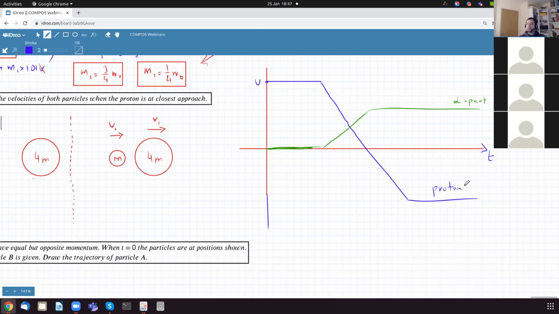So if you look at it, the proton travels and then slows down and then rebounds. The alpha particle is stationary and then starts to accelerate because they kind of hit each other. And the closest approach happens when they have the same speed. So at some moment in time, this is an infinitely brief moment in time, when they both travel with the same speed. So this is the closest approach.